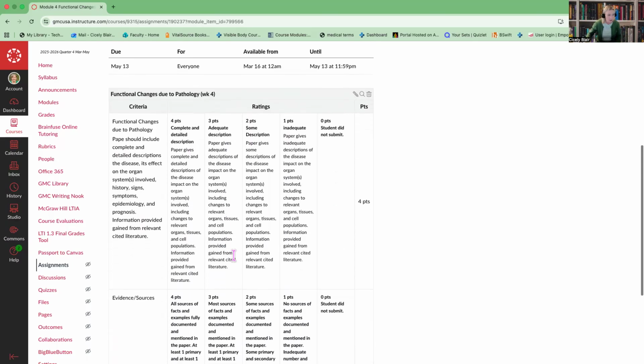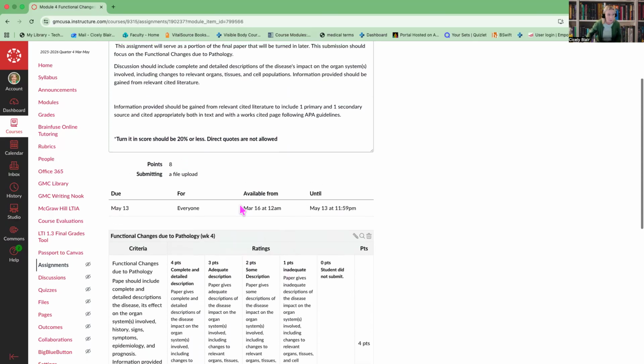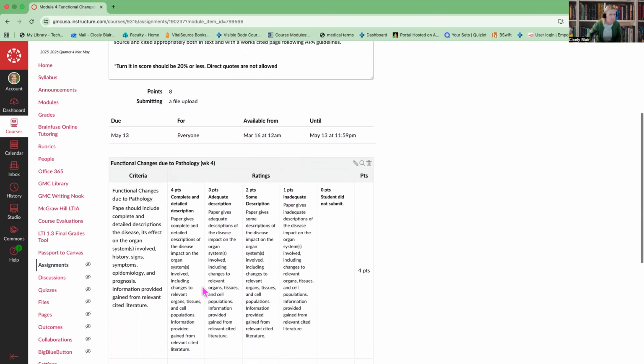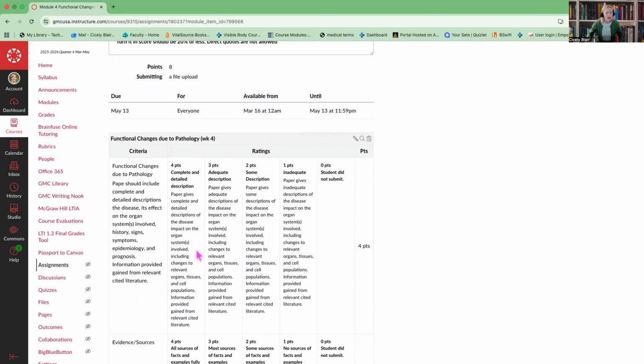And if you want to make sure that you are getting the maximum points for this portion of it, then go through the rubric. That's where you'll take a look at it and make sure that you're getting everything in that portion of the paper that you need to.